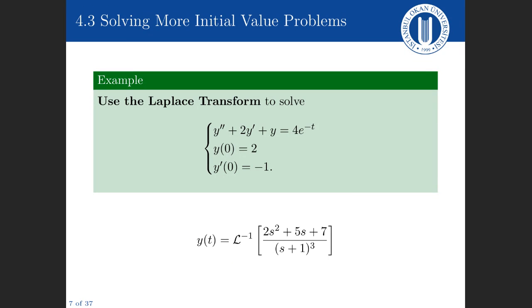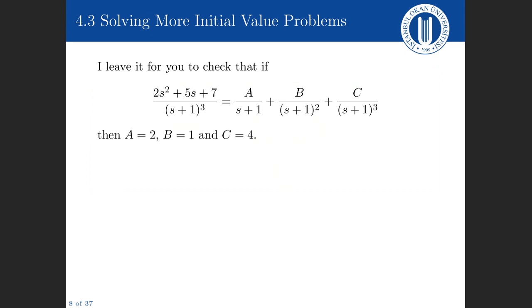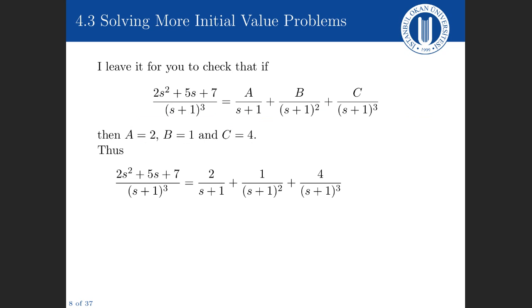Right, we want to find the inverse Laplace transform of this function. The inverse Laplace transform of 2s squared plus 5s plus 7 divided by s plus 1 cubed. Again, for a function like this, we need to use partial fractions. And I'm going to leave it for you to check that if we write this as a over s plus 1 plus b over s plus 1 squared plus c over s plus 1 cubed, then we get a is 2, b is 1, and c is 4. For the time being, just assume that I'm correct on this, but please check it later.